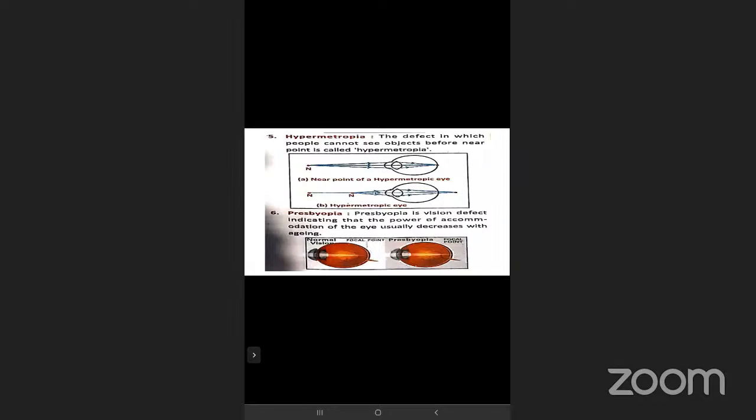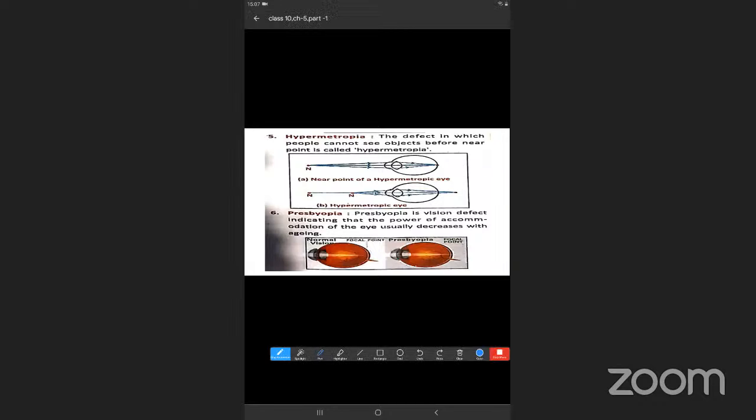And next we have hypermetropia. It is the defect in which people cannot see objects before the near point. Myopia means people cannot see objects beyond the far point, whereas hypermetropia means people cannot see objects before the near point. It's called hypermetropia.